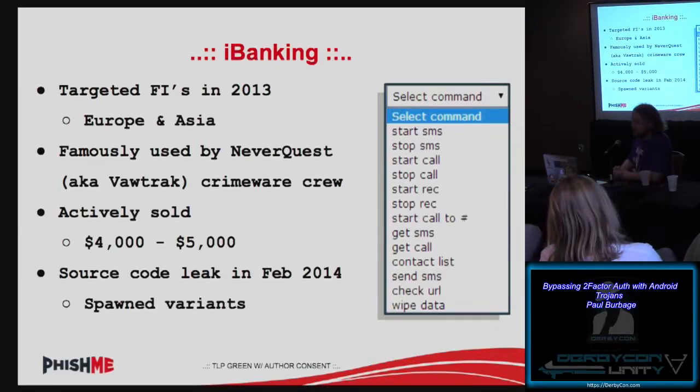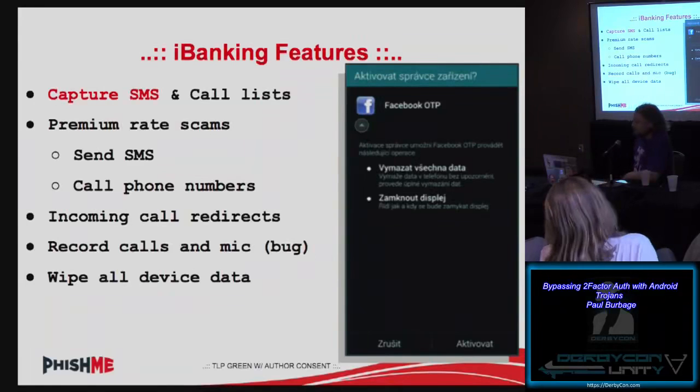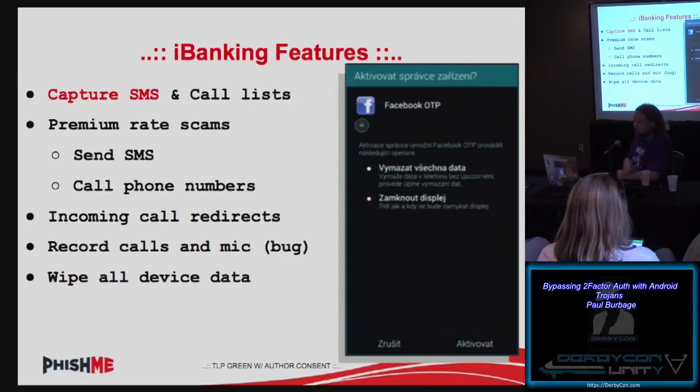As a good example, take the crimeware family Zeus. Same issue, it spawned several variants. Some of iBanking's features include capturing SMS and call lists, premium rate scams, and incoming call redirects. So in the event that I'm conducting a campaign with iBanking and do a couple of fraudulent transactions, if the bank calls that individual to verify, I can just reroute that call to me to verify that transaction. I've seen that a couple of times in campaigns. It can also record calls and the mic.